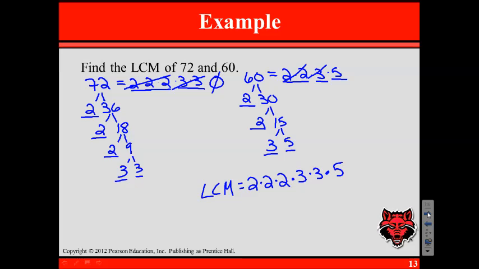Now, to find the least common multiple, we multiply all of these numbers together. So we take 2 times 2 times 2 times 3 times 3 times 5. And when we do that, we get the number 360. So the smallest multiple that 72 and 60 have in common is 360. And hopefully you can see just by going through this process with these two numbers that we would never want to make a list of multiples to try to find what numbers they have in common.